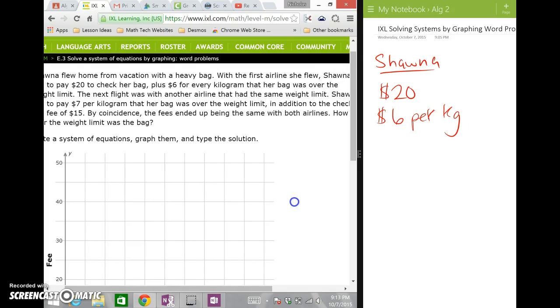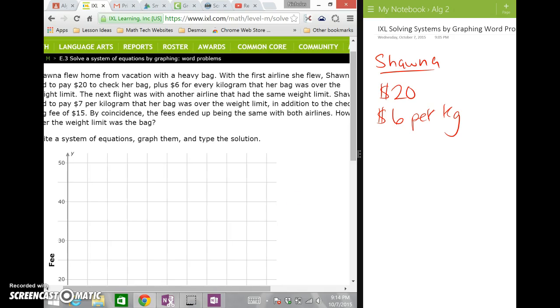Okay, so let's say the weight limit's 50 pounds and she went over the weight limit by, I don't know, 3 pounds. It would be $20 for that first 50 pounds, and then for the extra 3 pounds that she's over, we do 3 times 6, which is equal to 18. So that would be an additional $18 you have to spend. Pretty expensive, right? Okay, so just so you have an idea what that means. Okay, so that's the first airline.